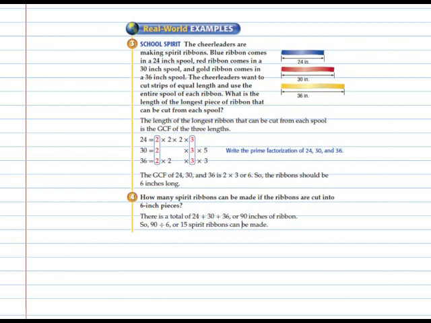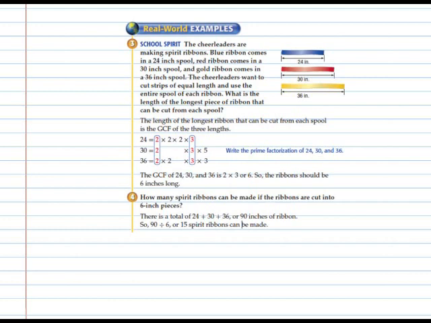In this example, it says cheerleaders are making spirit ribbons. Blue ribbons come in a 24-inch spool, red in a 30-inch spool, and gold in a 36-inch spool. The cheerleaders want to cut strips of equal length and use the entire spool of each ribbon. What is the length of the longest piece of ribbon that can be cut from each spool? That's a really long way of saying find the greatest common factor of 24, 30, and 36.